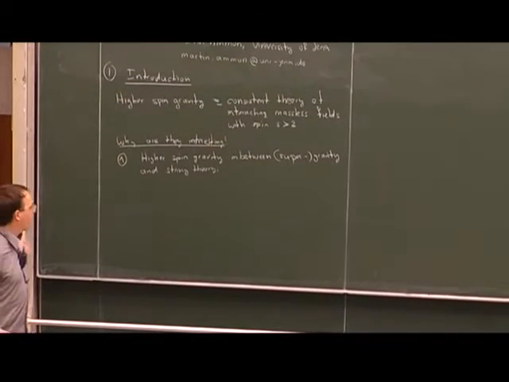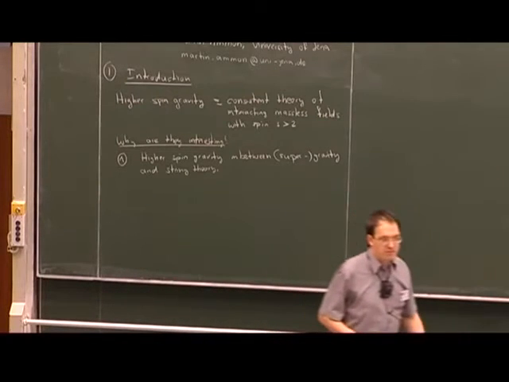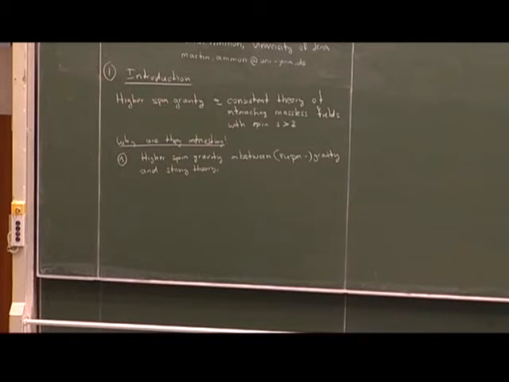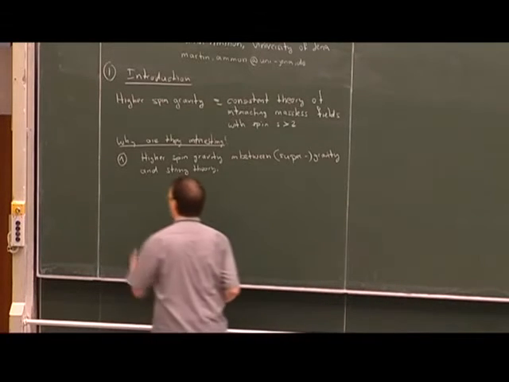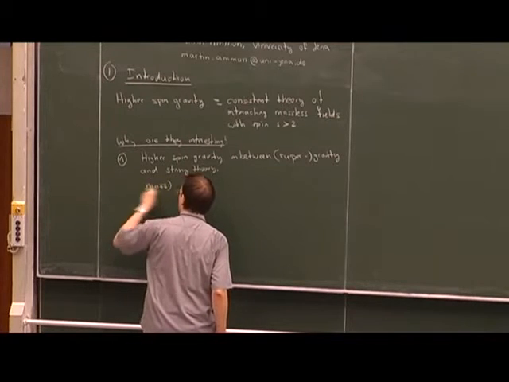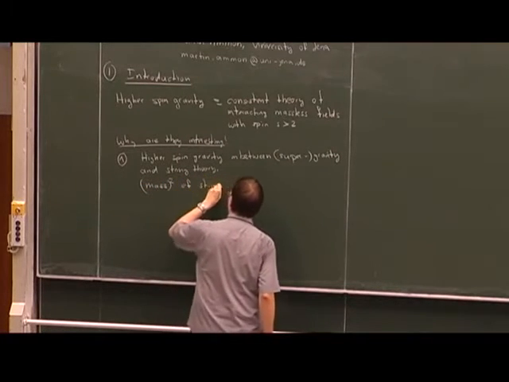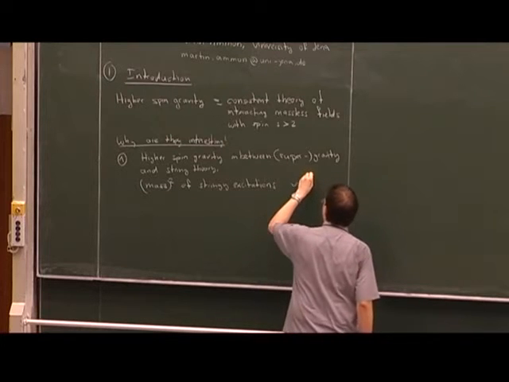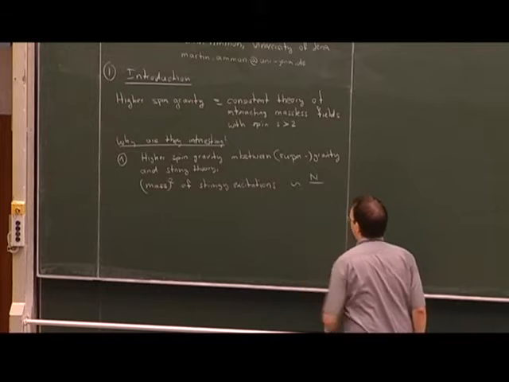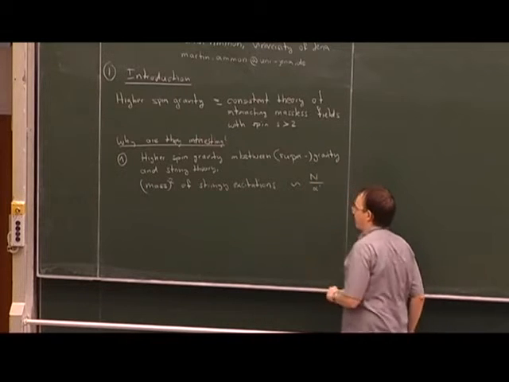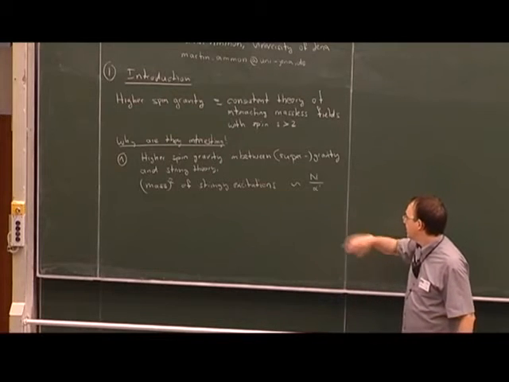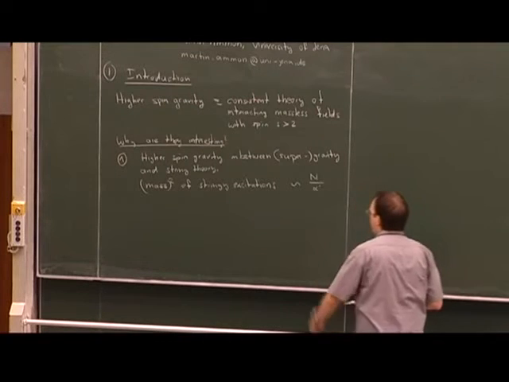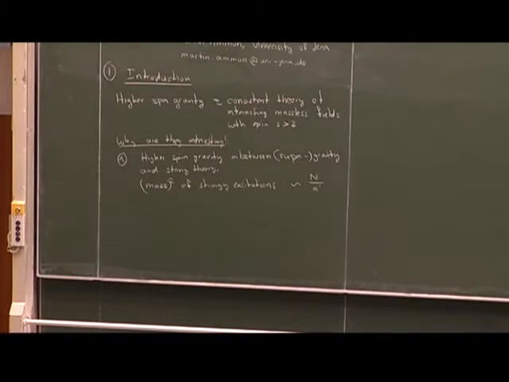So let me elaborate on this point a bit more. For example, consider any string theory you like. Then we know that roughly the mass squared of the string excitations, which I call M squared, goes like a natural number n divided by alpha prime, where n can sometimes even be negative. For example, in bosonic string theory we have some tachyons, and then this can be negative. Alpha prime is this dimensionful quantity in string theory which characterizes the string length squared.